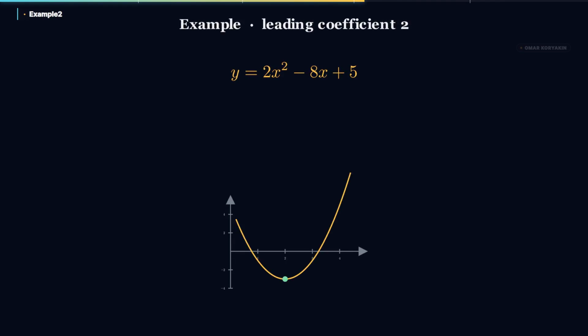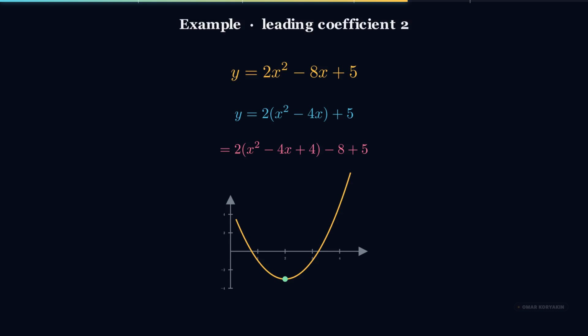Example 2. Convert y equals 2x squared minus 8x plus 5 to vertex form. The leading coefficient is not 1, so factor it out of the variable terms first. Factor 2 out of the x terms only, leaving the constant outside. Y equals 2 times x squared minus 4x, plus 5.